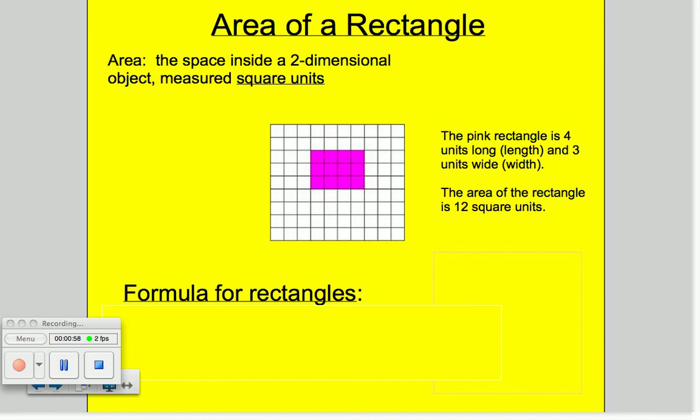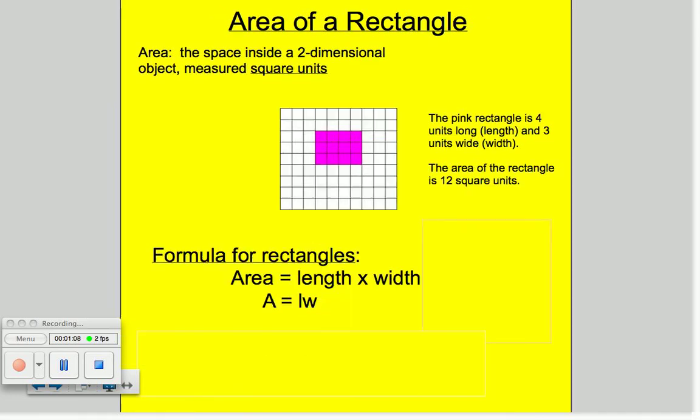And it's no coincidence that the formula for the area of a rectangle is pretty simple. It's the length times the width. And we like to write that as A equals LW.